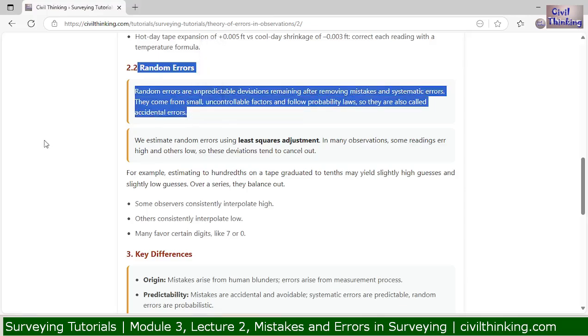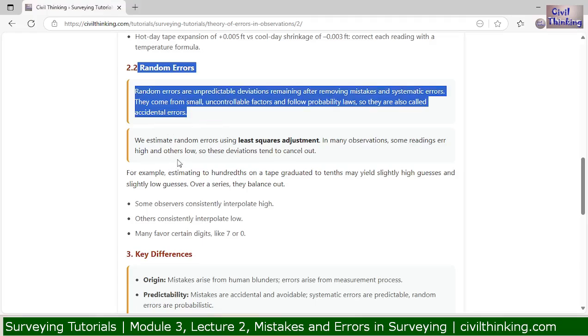Random errors are unpredictable deviations remaining after removing mistakes and systematic errors. When you have applied corrections, you have removed the mistakes and the systematic errors. After this, there are still some errors that exist, and we call them random errors, or accidental errors.